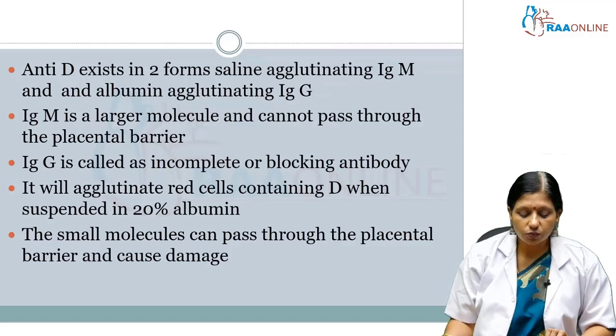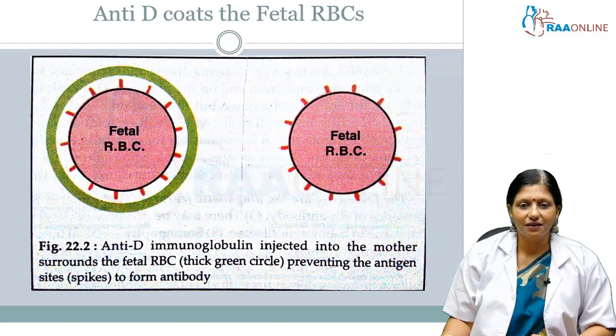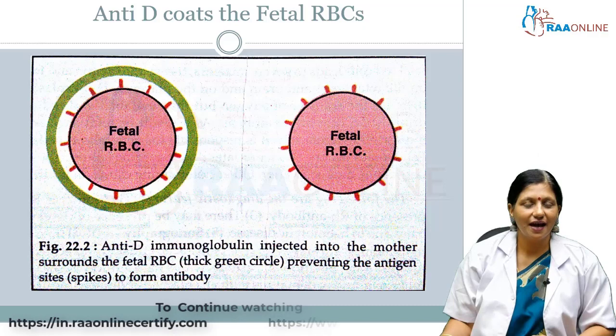Now this IgG is a small molecule, an incomplete antibody and albumin antibody, and it can cross the placenta and damage the fetus. So what happens is this anti-D antibody will go and coat the fetal RBCs. These fetal RBCs contain the capital D antigen. So if the mother has been given immunoprophylaxis with anti-D antibodies, as soon as fetal blood enters the maternal circulation, they get coated and they do not express their D antigen to the maternal immune system.